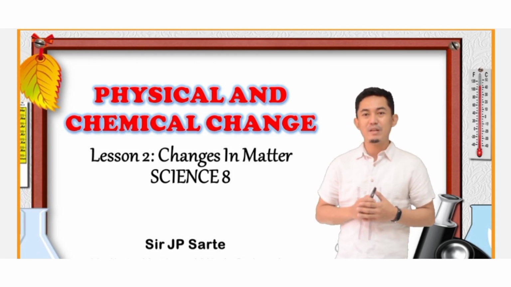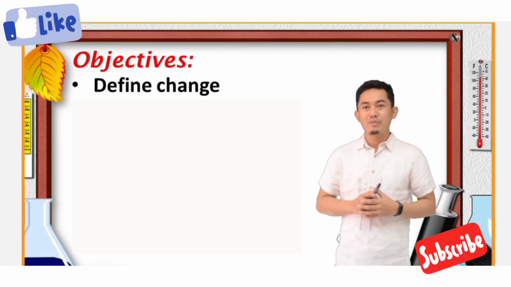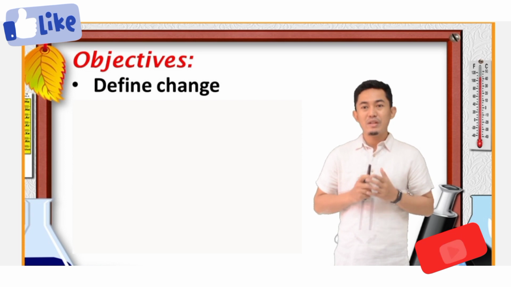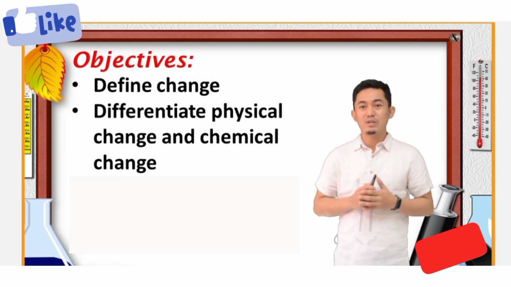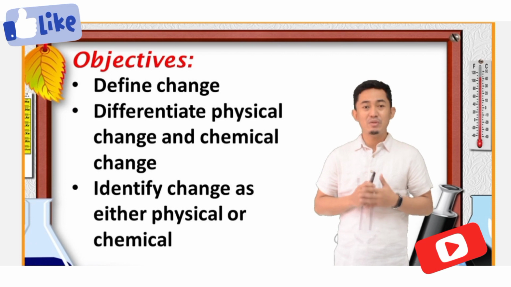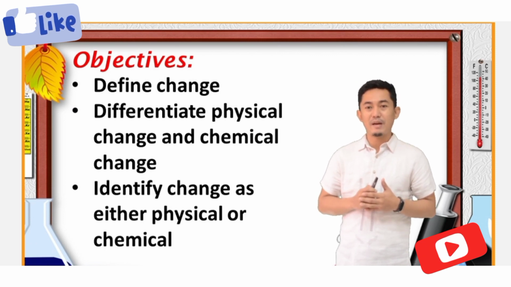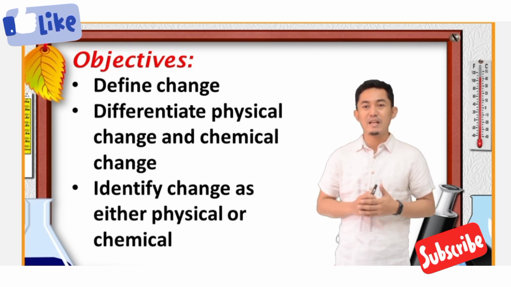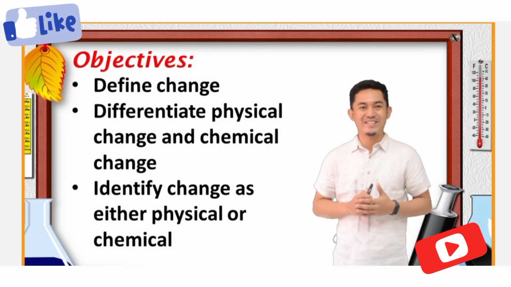Here are the objectives for today's lesson. First, we should be able to define change. Second, we should be able to differentiate physical change and chemical change. And lastly, we need to be able to identify change as either physical or chemical. Now, let us begin with things that really matter.